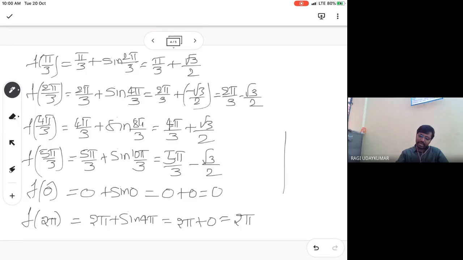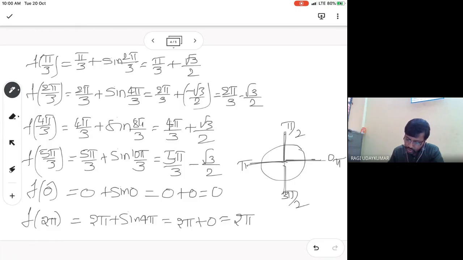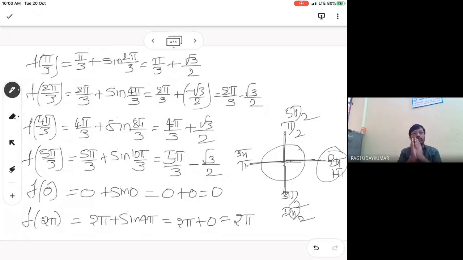A very simple logic to remember: this coordinate system should come into your mind every time. You need to get this into your mind. This is 0, this is pi by 2, this is pi, 3 pi by 2, then again 2 pi. As you go around, 5 pi by 2, next 3 pi, then 7 pi by 2, next 4 pi. So here in this quadrant what you are going to have: 0, 2 pi, 4 pi.